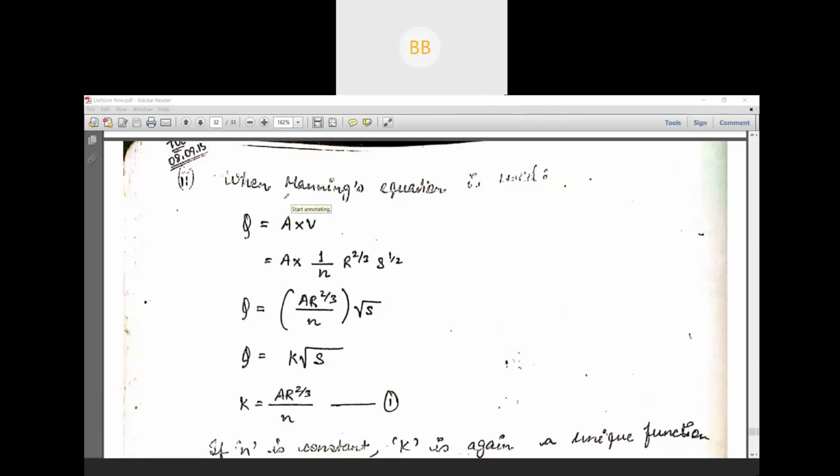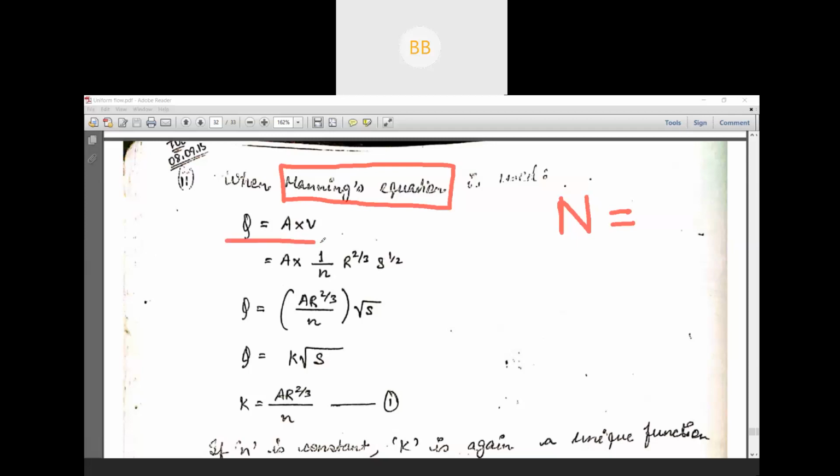So we are using Manning's equation. Our objective is to derive an expression for the hydraulic exponent, that is capital N. The derivation process is very similar to the first one. Only in place of velocity, we are using Manning's equation.